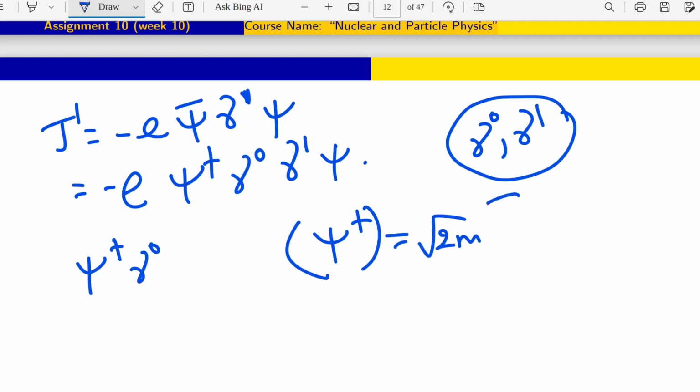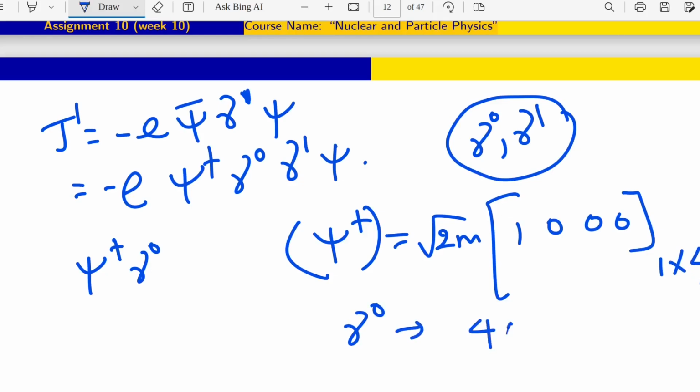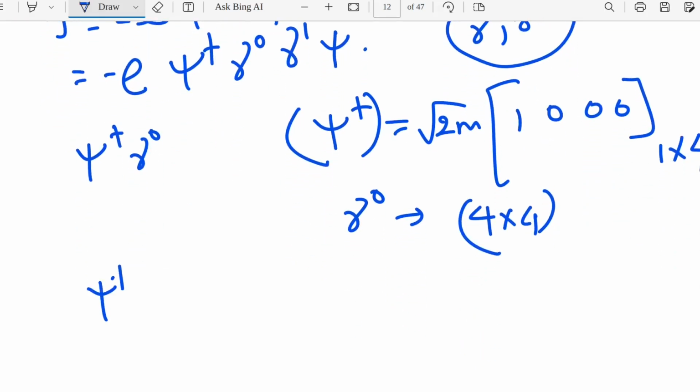Psi dagger is this one, 1 0 0 0, right? So it is nothing but a 1 by 4 matrix, and gamma 0 is what? Gamma 0 is a 4 by 4 matrix. So if we multiply psi dagger with gamma 0, then it will be, you can see here, a 1 by 4 matrix, because 1 by 4 and 4 by 4 multiplication will give you a 1 by 4 matrix. So this will be the psi dagger gamma 0 expression.